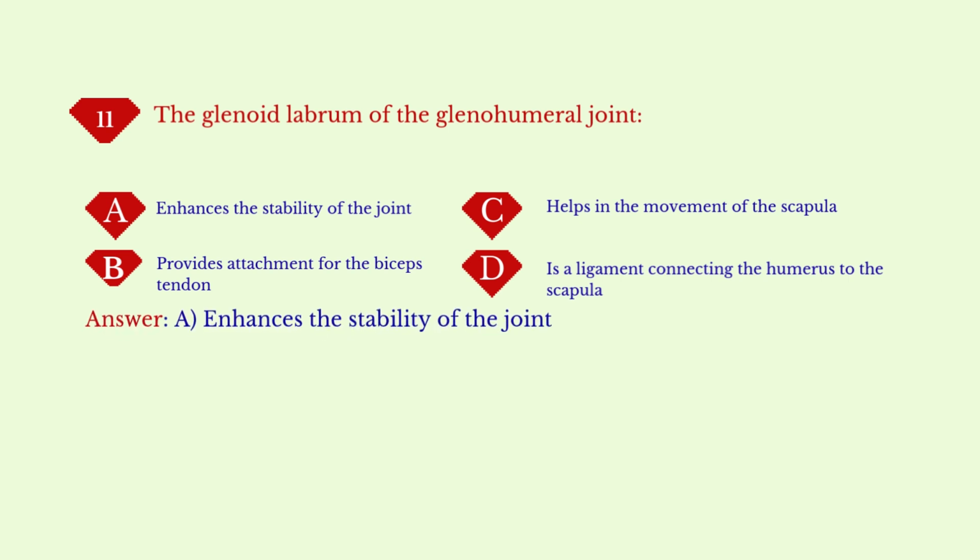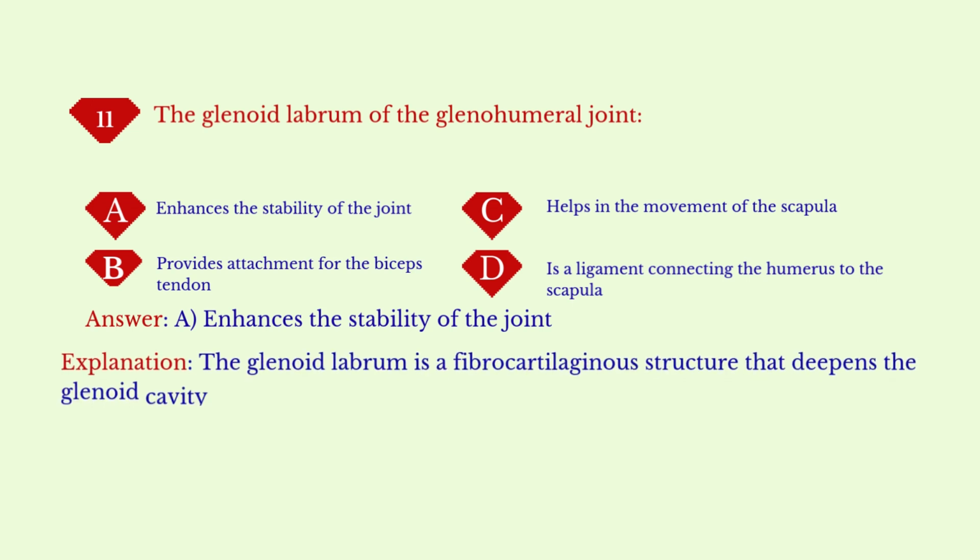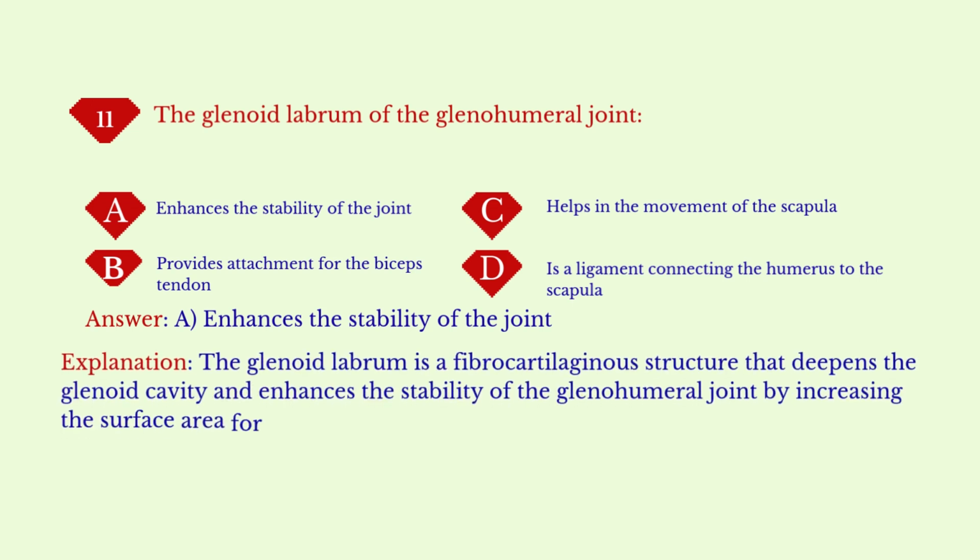Answer: A. Enhances the stability of the joint. Explanation: the glenoid labrum is a fibrocartilaginous structure that deepens the glenoid cavity and enhances the stability of the glenohumeral joint by increasing the surface area for the humeral head to articulate with the scapula.